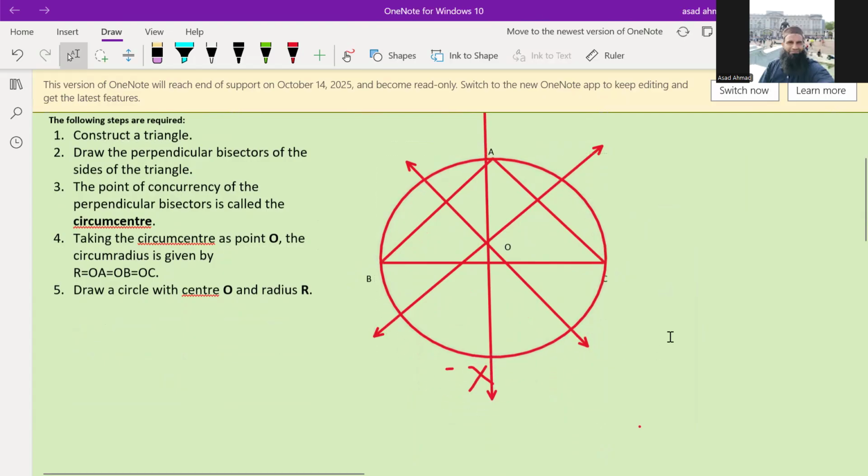This circle is passing through the three corners of the triangle. This is called the circumcircle. Its center, that is point O, is called the circumcenter, and its radius, which will be either O to A, O to B, or O to C, is called the circumradius. I hope that you will be able to understand how to draw it. Complete construction steps are mentioned in the notes.